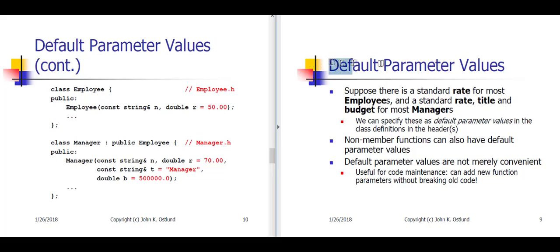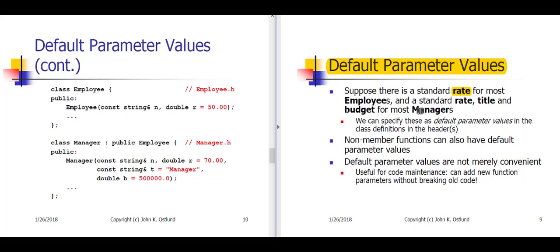Now we're going to take a look at default parameter values. Let's suppose that in our employee class there's a standard rate that most employees get automatically when we hire them. We would like not to have to specify the rate unless the rate is some non-standard amount.